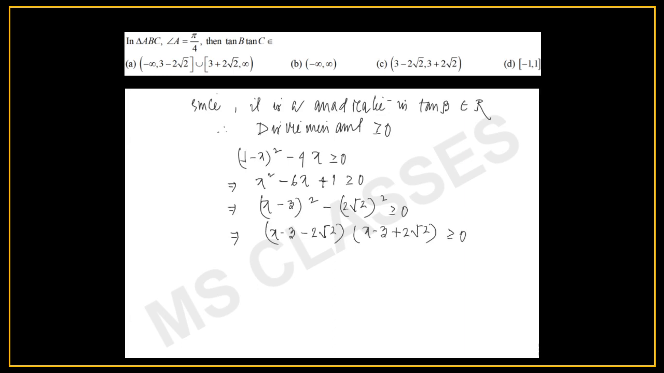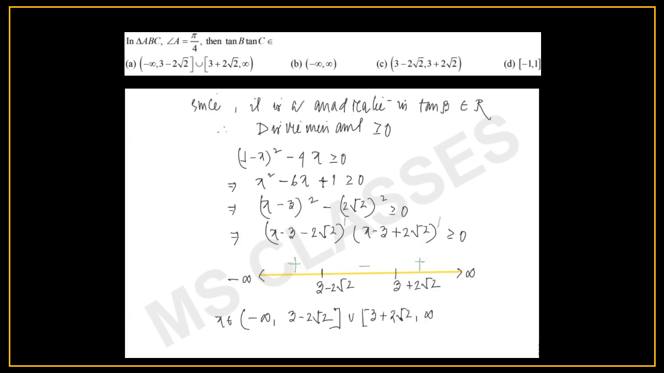We take a number line, minus infinity to infinity. 3 minus 2 root 2, here 3 plus 2 root 2. Plus, that is the highest sign for x, and the signs alternate. We need greater than equal to 0. So x belongs to minus infinity to 3 minus 2 root 2 union 3 plus 2 root 2 comma infinity.